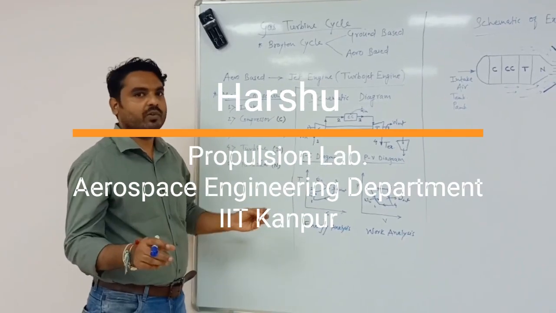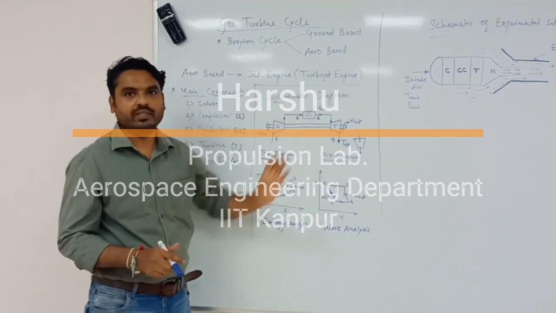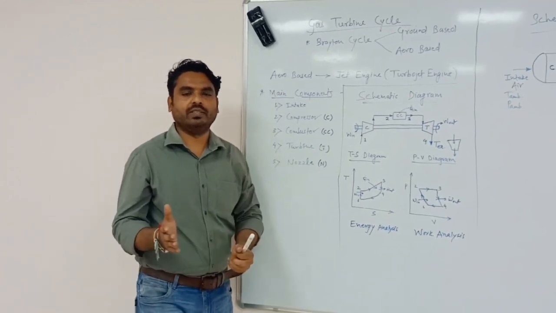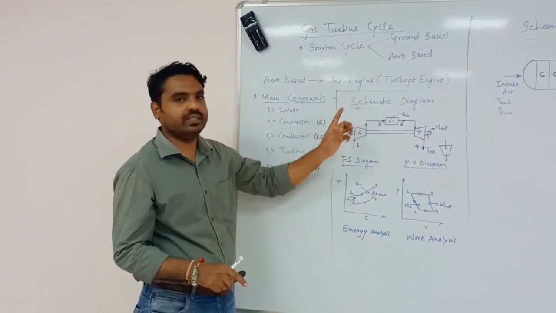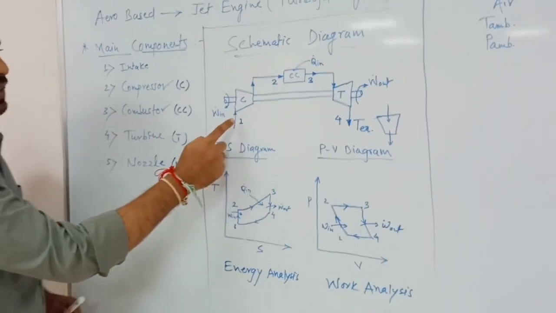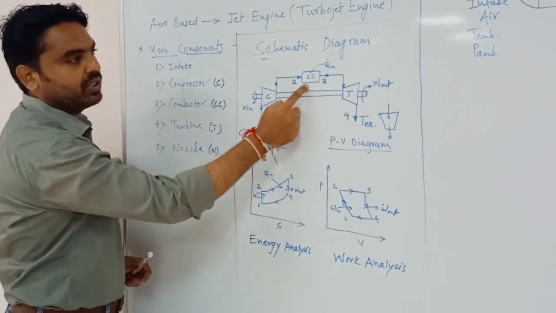Hello everyone, I will explain about the jet engine, that is a turbojet type of engine. There are different types of aircraft engine like turbopropeller, turboshaft and turbojet engine, right? So I'll focus only on the turbojet engine. The different components are shown here. Let's say this is a compressor, combustion chamber and turbine.